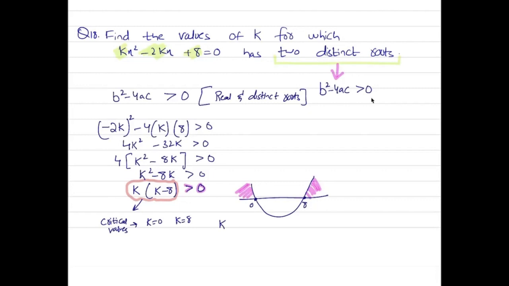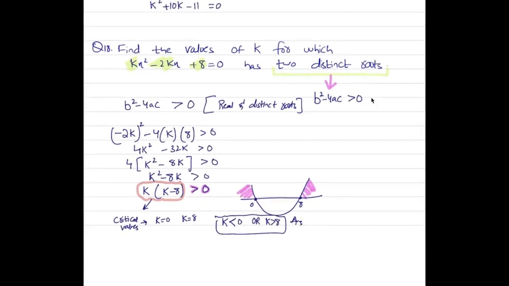What should be my range of values of k? k is greater than or equal to 8 and smaller than or equal to 0. Okay, because in the original question it's greater than, I'm just going to write k less than, because this value itself is not included. So it's going to be k less than 0 or k greater than 8. That should be your answer for this quadratic inequality.